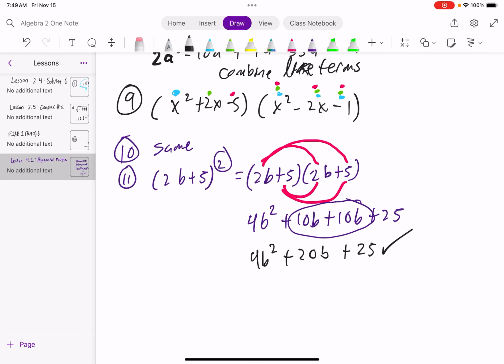And number 12 is the same. So you guys could do that one. All right, there you have it.